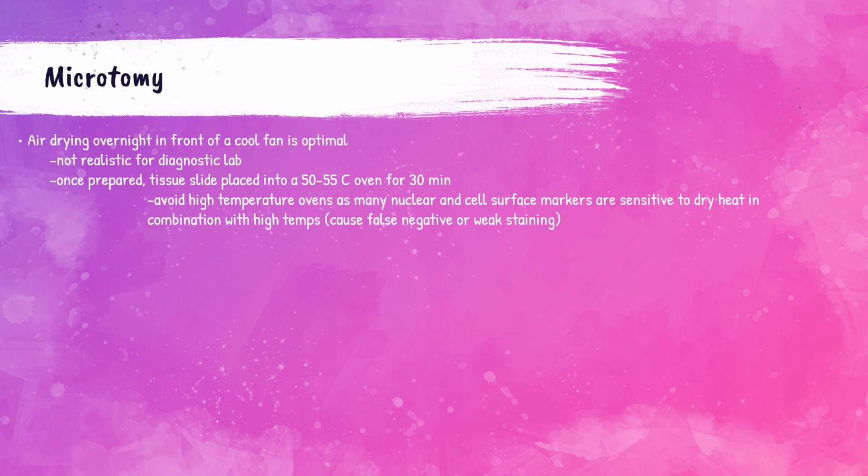Tissues can be placed into a 50 to 55 degrees Celsius oven for 30 minutes instead of the air drying. It's important that the oven never reaches above 60 degrees Celsius. Nuclear and cell surface markers are sensitive to high temperatures, and if they're destroyed, this will lead to a false negative or a weak staining. So, 50 to 55 degrees Celsius in the oven for 30 minutes, never reaching above 60.